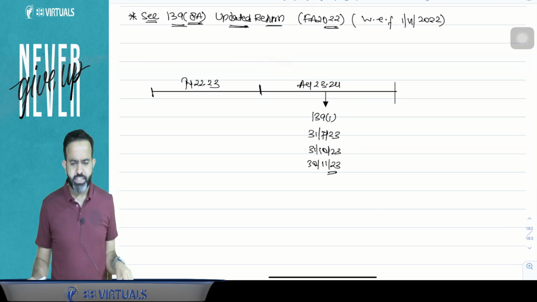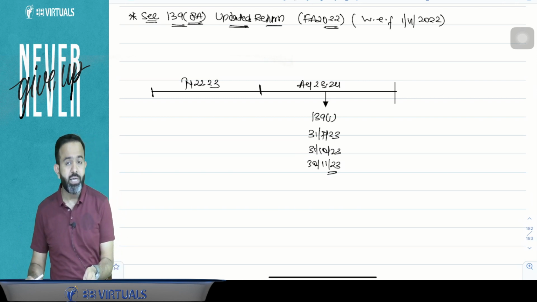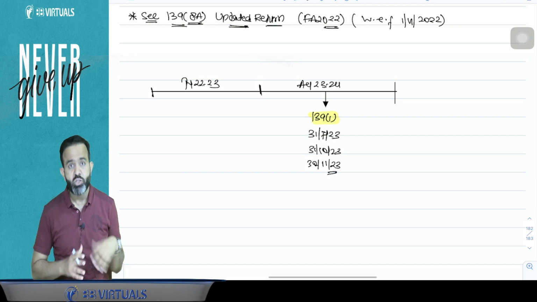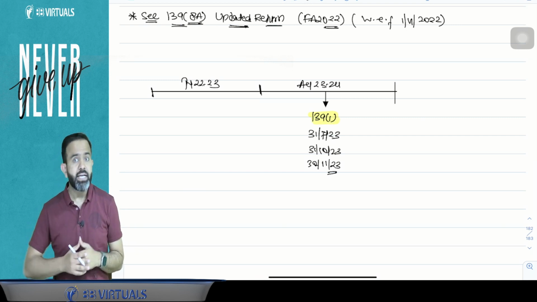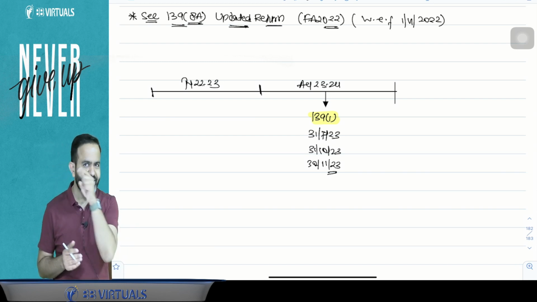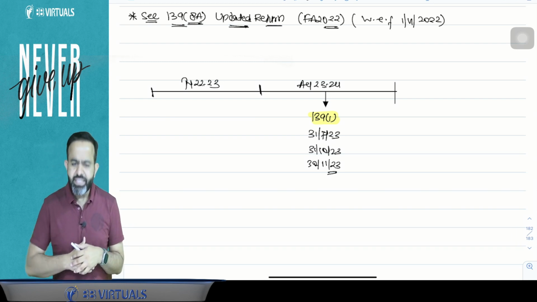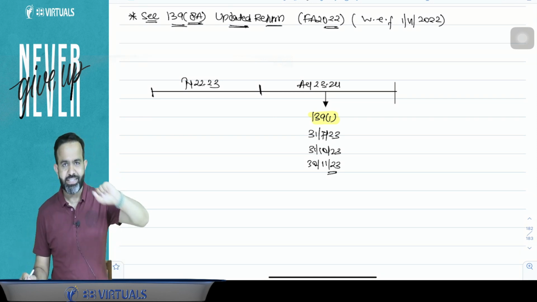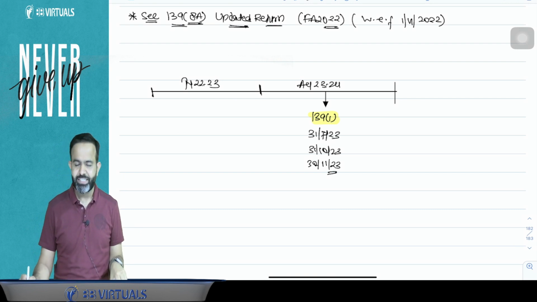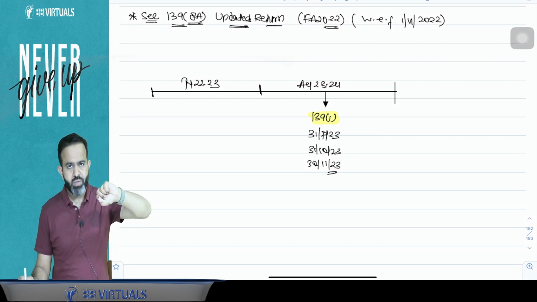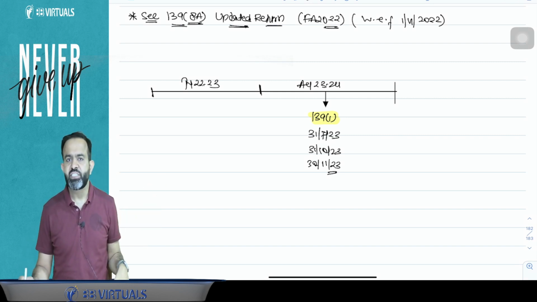Now the question is, suppose the assessee missed filing the return on this particular date, can the assessee file the belated return or not? Answer is yes, the assessee can file the belated return also. But guys, what was the time limit of belated return? We discussed the time limit of belated return under section 139(4), and that time limit was 31st December of the assessment year or before completion of assessment, whichever is earlier.